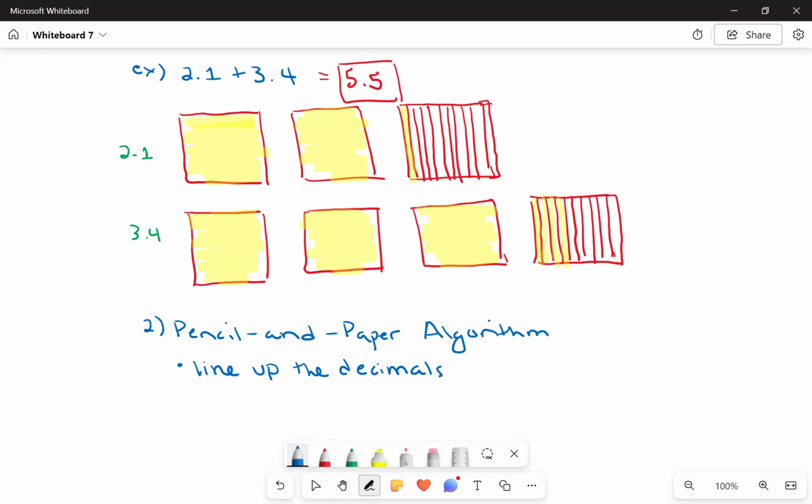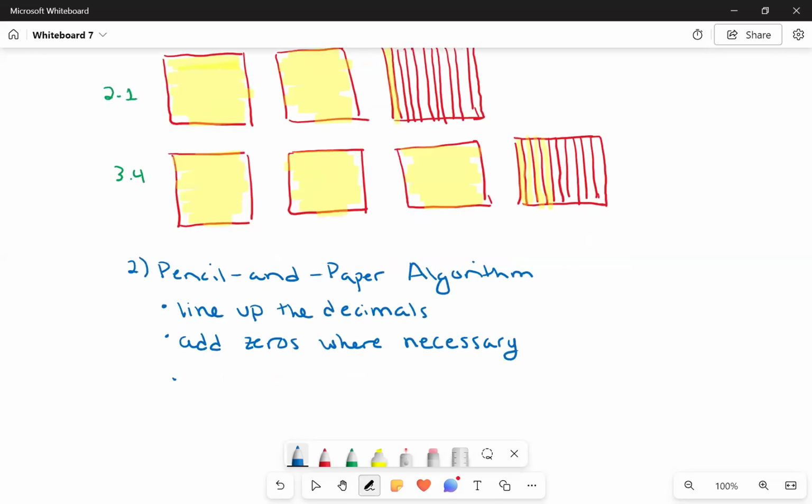I'm going to be a little bit lazy in the way I said that. Line up the decimals, the decimal points. We may want to add zeros where necessary. That typically comes more into play when we do subtraction, because we're going to use the exact same rules for subtraction. Okay. And then we need to bring the decimal straight down into the answer.